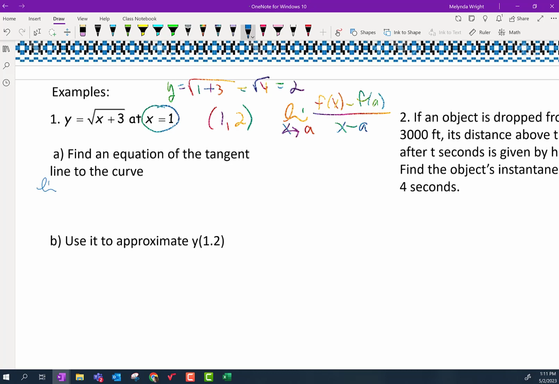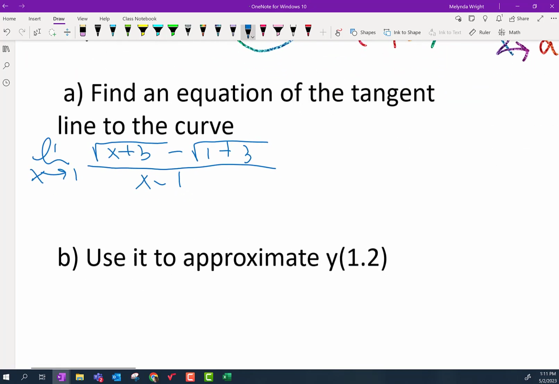So I've got the limit. And here, let's write this. A is 1, because that's the value that we want at 1. So the limit as x goes to 1 of f of x, which is the square root of x plus 3, minus f of a, which is the square root of the function with the 1 plugged in, all over x minus 1. Okay, so that is plugging into my formula.